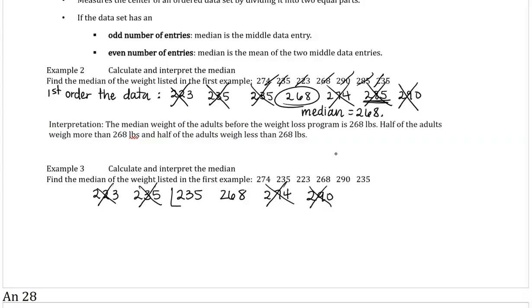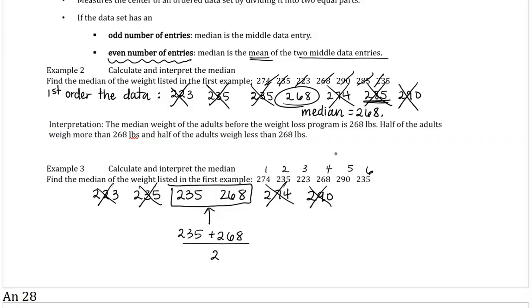What I do now is I'm going to calculate the average of these values, okay? When the data had an even number of entries, like this does, this has 1, 2, 3, 4, 5, 6, even number of entries, the median is the mean of the two middle entries. So here's the two middle entries. We're going to find the mean of these numbers by adding them together and dividing by 2, because there's 2 of them. So 235 plus 268 is 503, and 503 divided by 2 is 251.5. That is the median of our data.